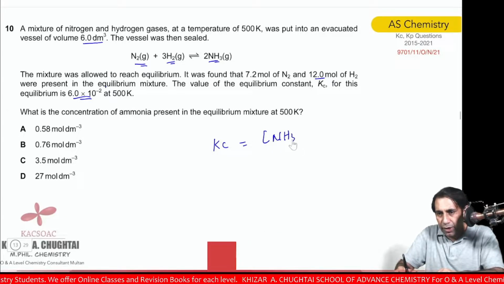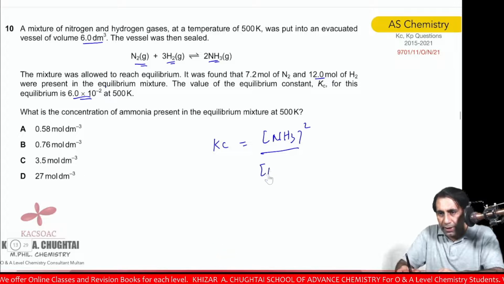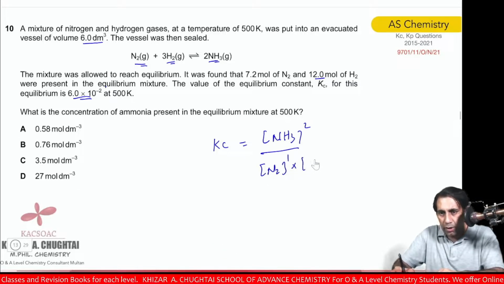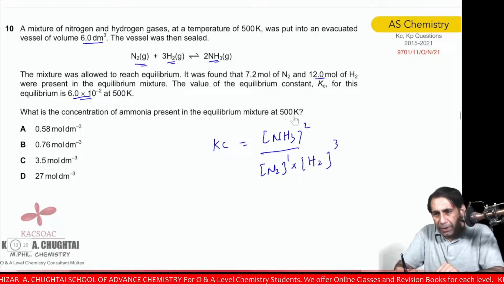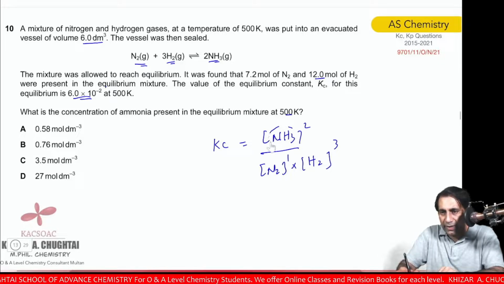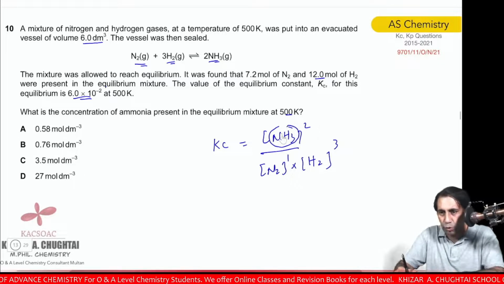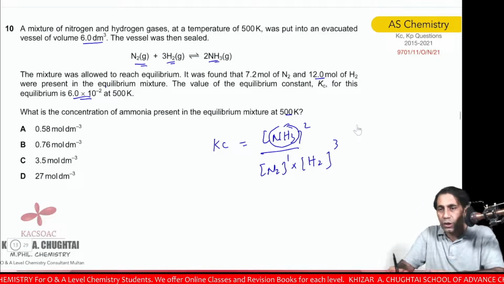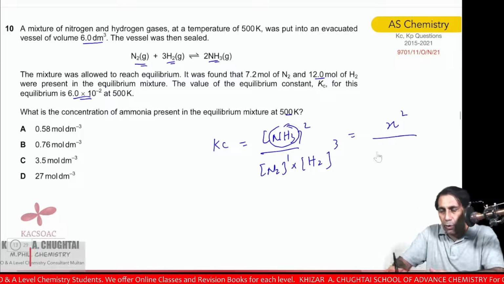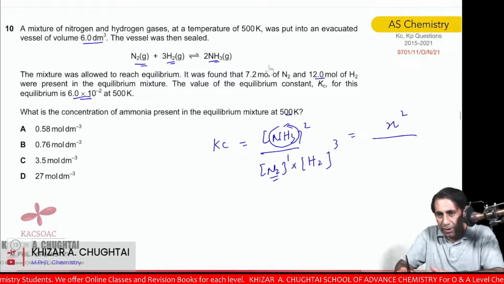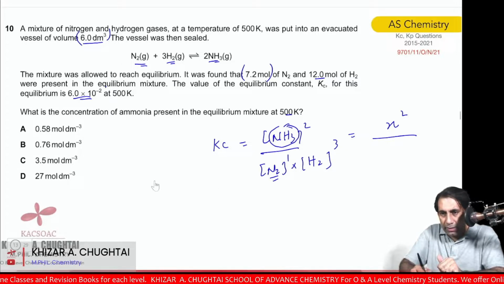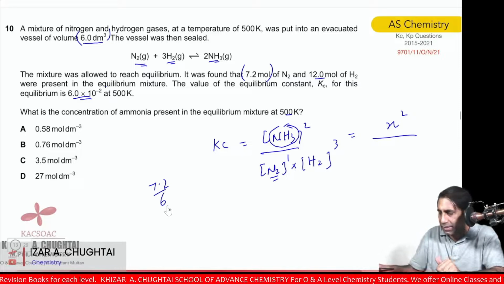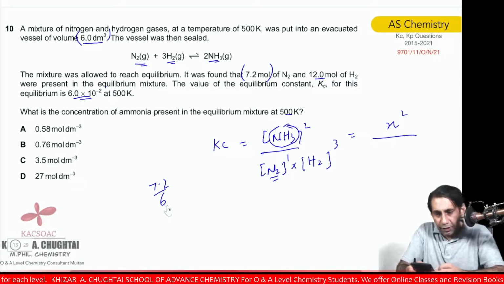Concentration of NH3 raised to power 2 divided by concentration of N2 raised to power 1, concentration of hydrogen raised to power 3. What is the concentration of ammonia present at the equilibrium mixture? So we are supposed to find the concentration of NH3. Once again, let's suppose the concentration of NH3 is equal to X. So we can write X square divided by the concentration of nitrogen at the time of dynamic equilibrium, 7.2 over 6 dm³. That will be the answer of concentration.